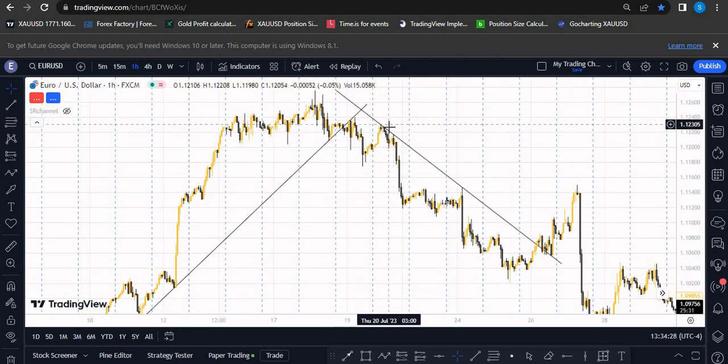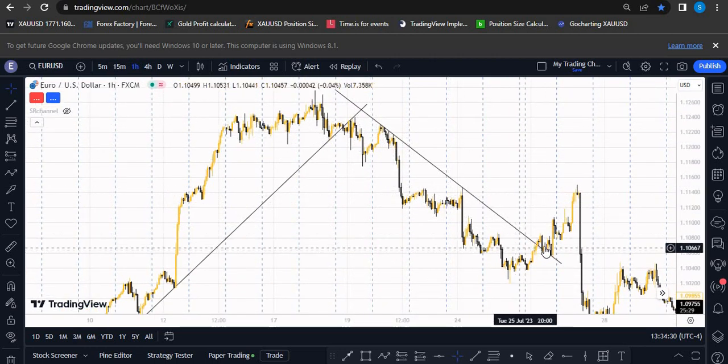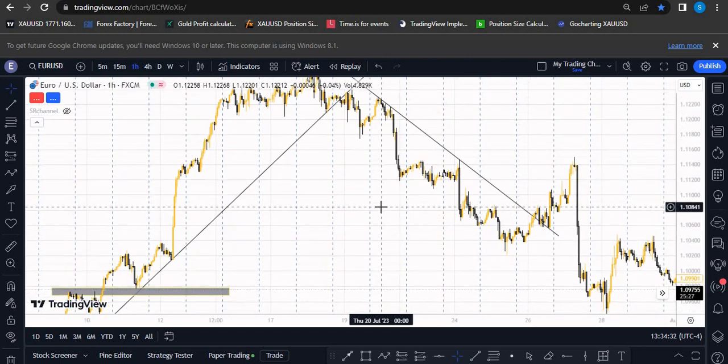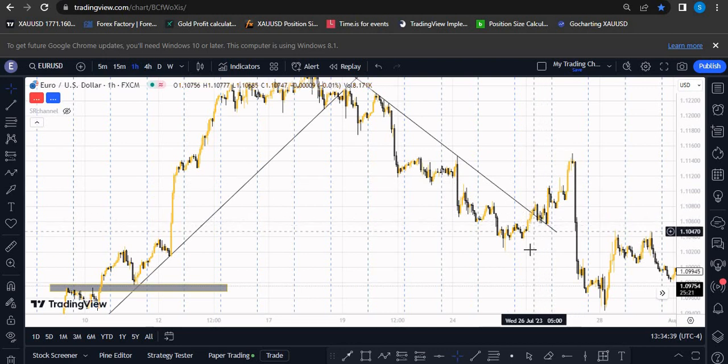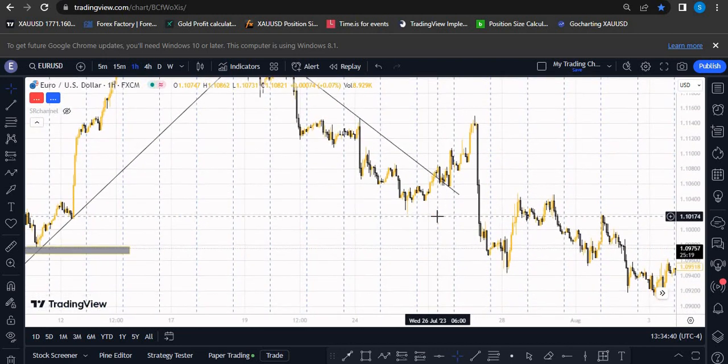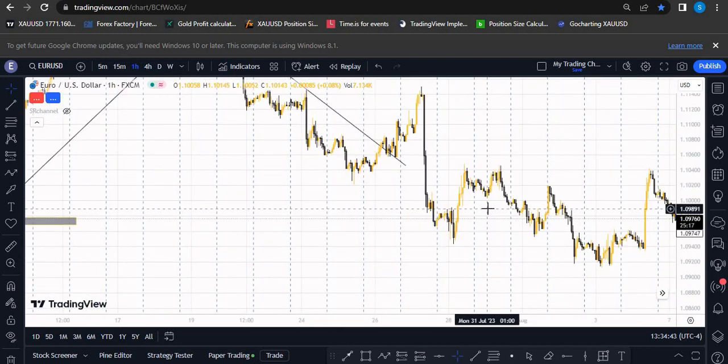This is the first touch, this is the second touch, and this is the breakout. Now guys, we are not seeing any entry for a trend line bounce right here. This trend line was eventually broken. Now let's look for a trend line bounce.